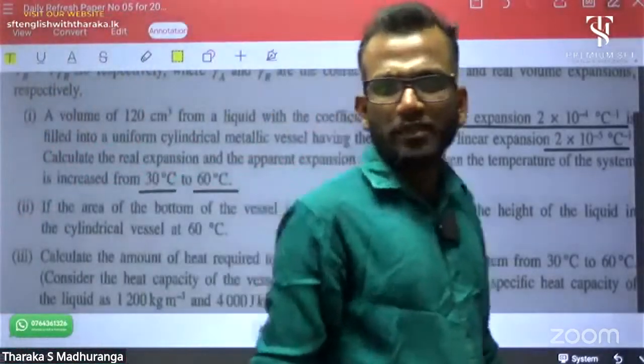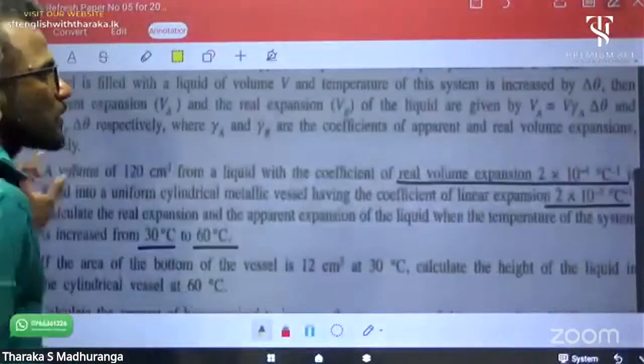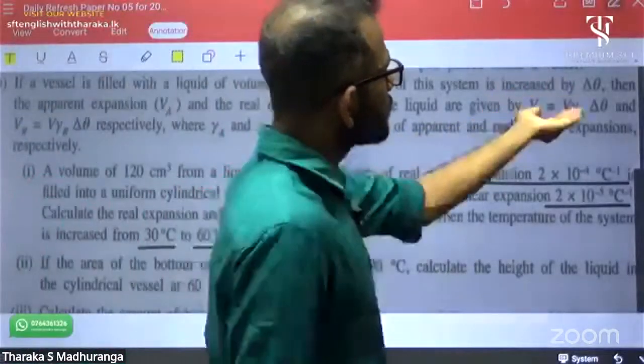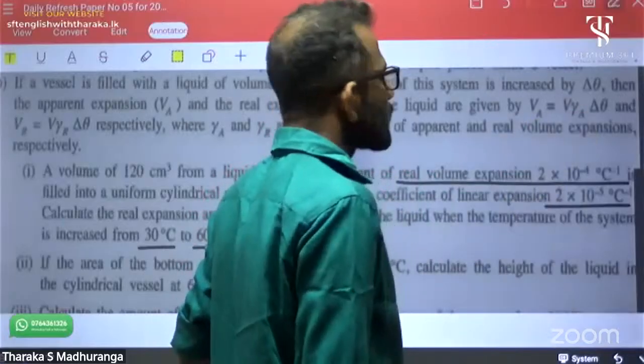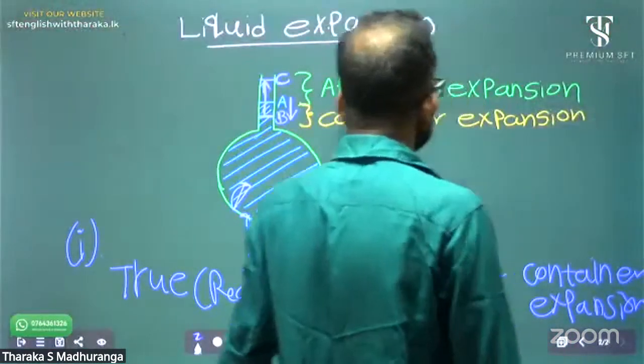It's very simple. The equations are given above, the real volume expansion and apparent volume expansion equations. Then you can copy these equations. It's very simple. First, you can calculate the apparent volume expansion.